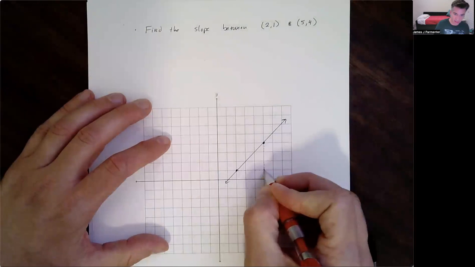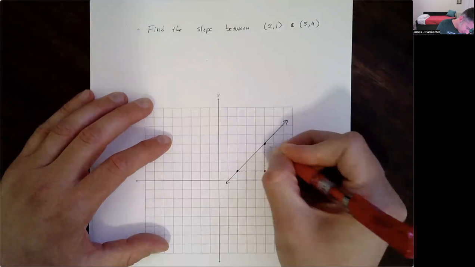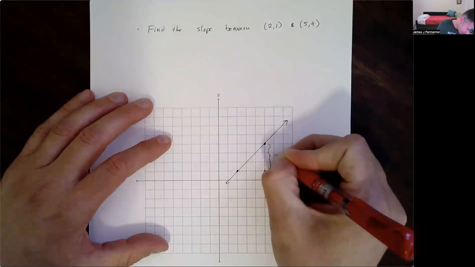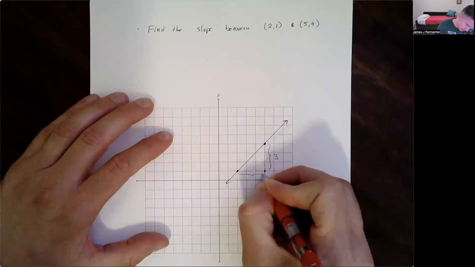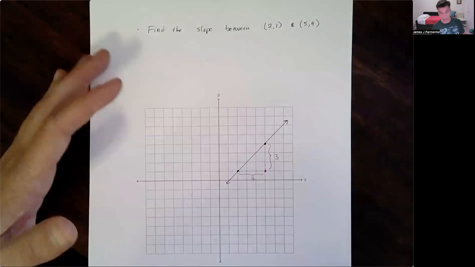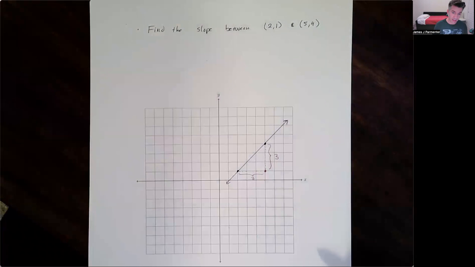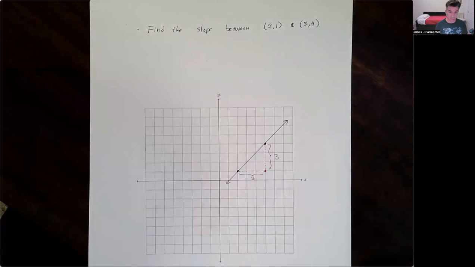And think about how, from this point to this point, the rise is 3. And from this point to this point, the run is also 3. So without doing any calculating yet, we can see that the rise is 3, the run is 3, and the rise divided by the run is going to be 3 over 3, which is 1.